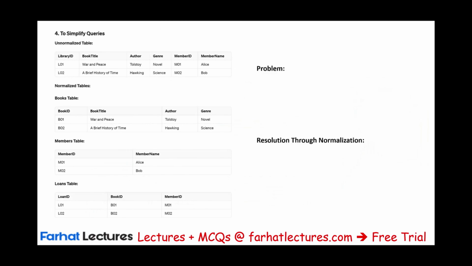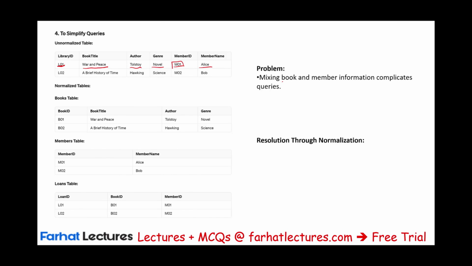Okay, let's take a look at this example. We have library ID L01, book title War and Peace, the author, genre, member ID, and member name. Basically, we have a library ID, the book title, War and Peace, the author, and the member ID, which is M01, Elise, who checked it out. Now, what's the problem here?